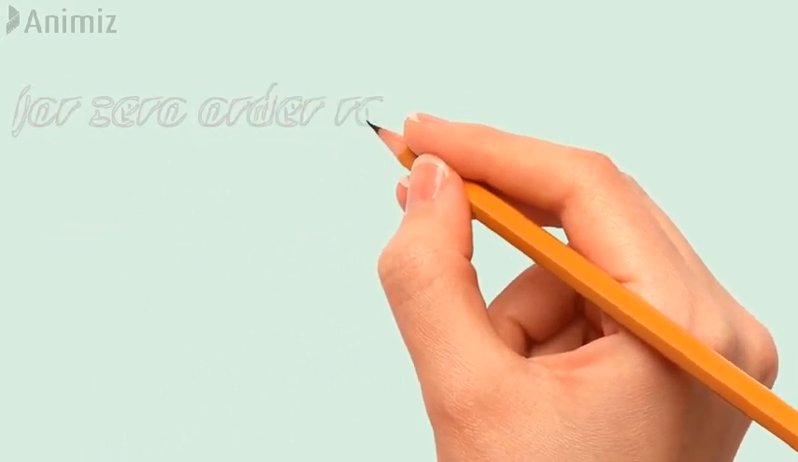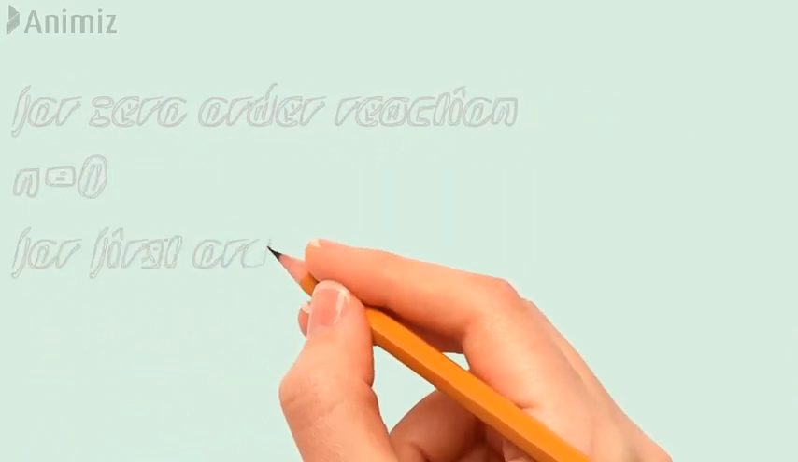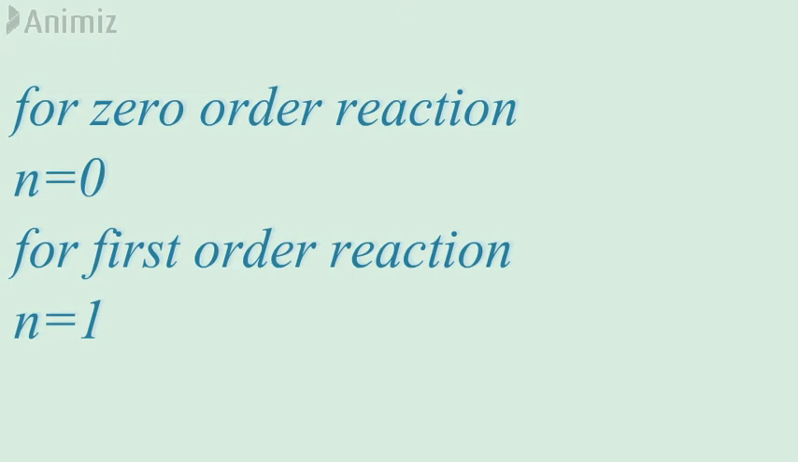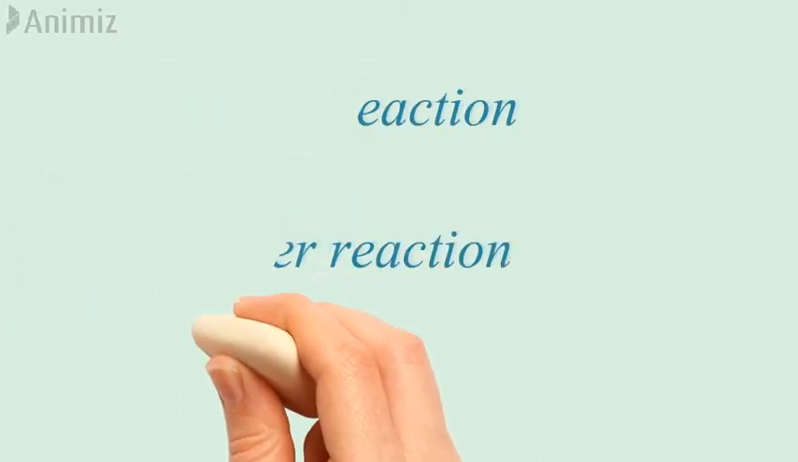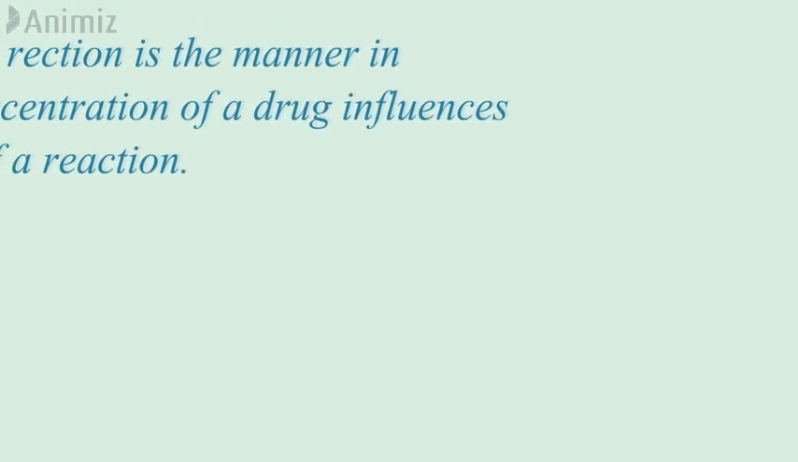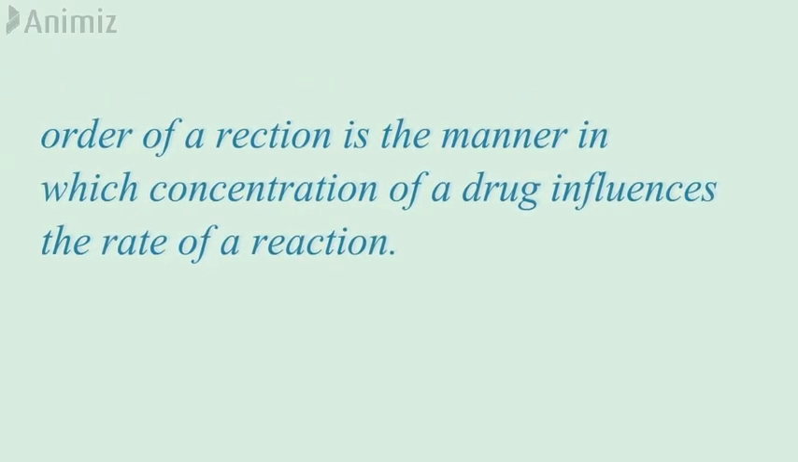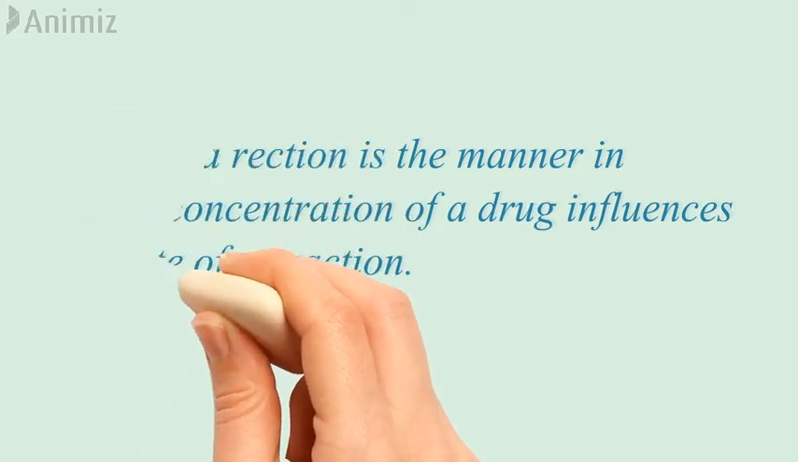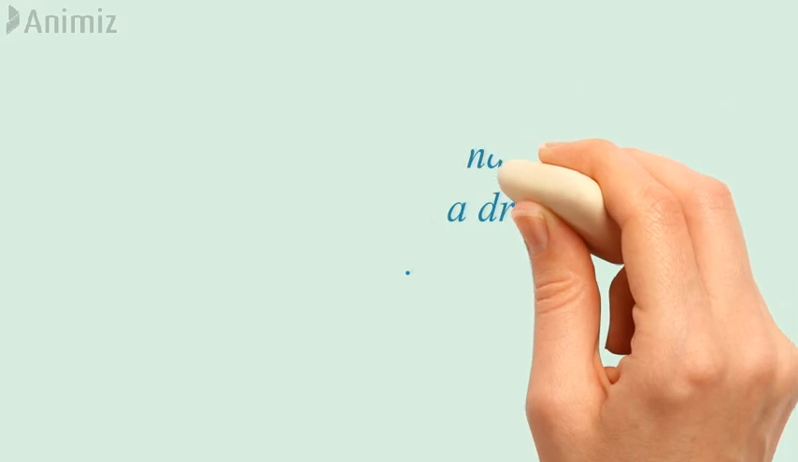If n equals 0, it is a zero order reaction. If n equals 1, it is a first order reaction. So the order of a reaction is the manner in which the concentration of drug influences the rate of a reaction. Besides zero order and first order, mixed order also exists in physiologic systems, but as I said, it is not important in kinetic studies.